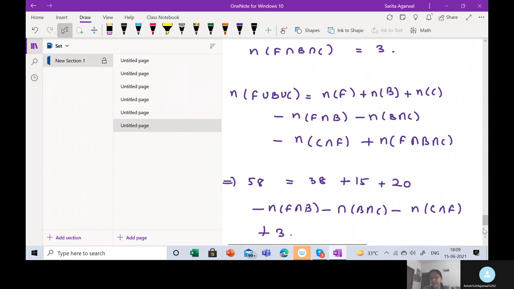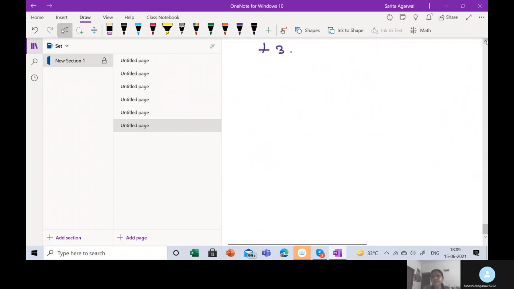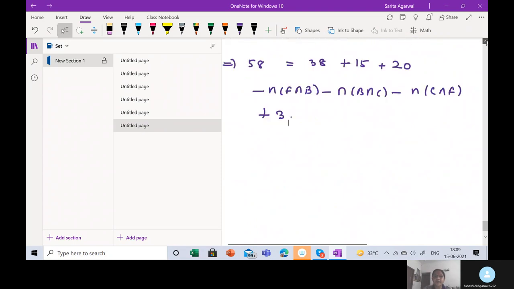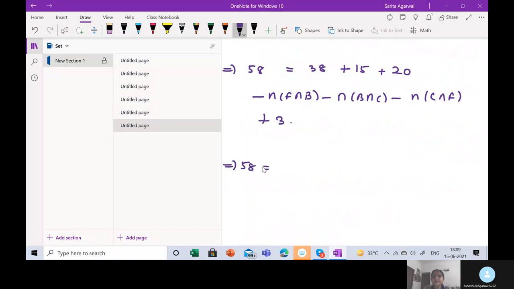Right? So you can see, this is 58, equal to 38 plus 15 plus 20, plus 3. So this becomes 38 plus 15 plus 20 plus 3, which is 76. Am I right?